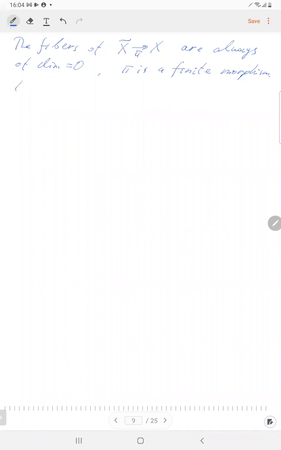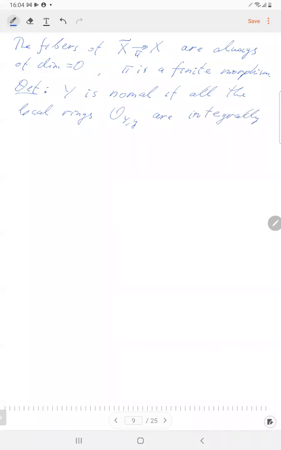So the definition is that Y is normal if all the local rings O_Y are integrally closed in the field of fractions.